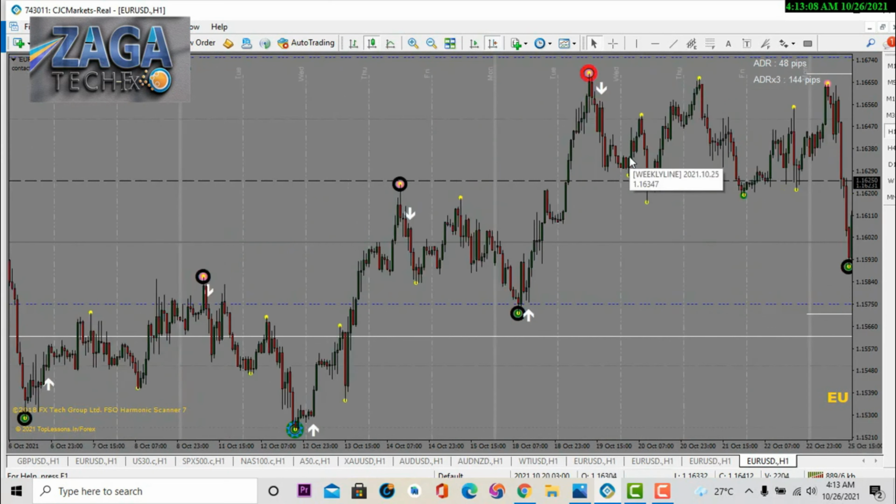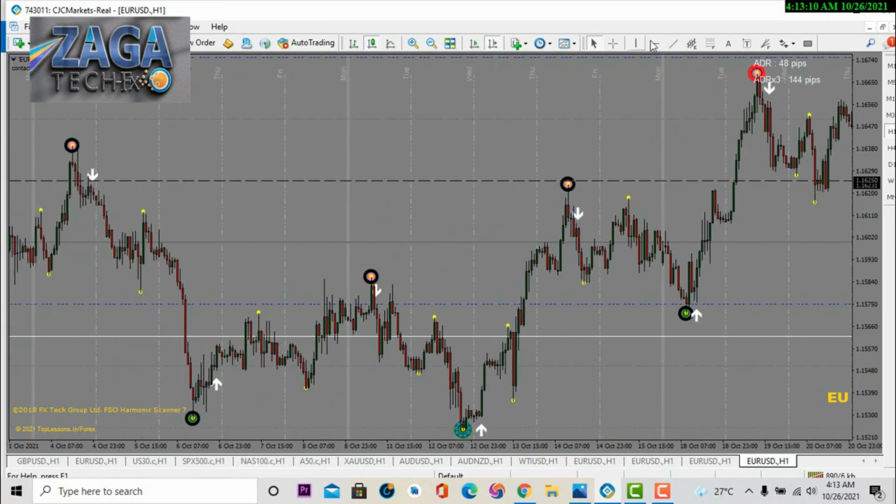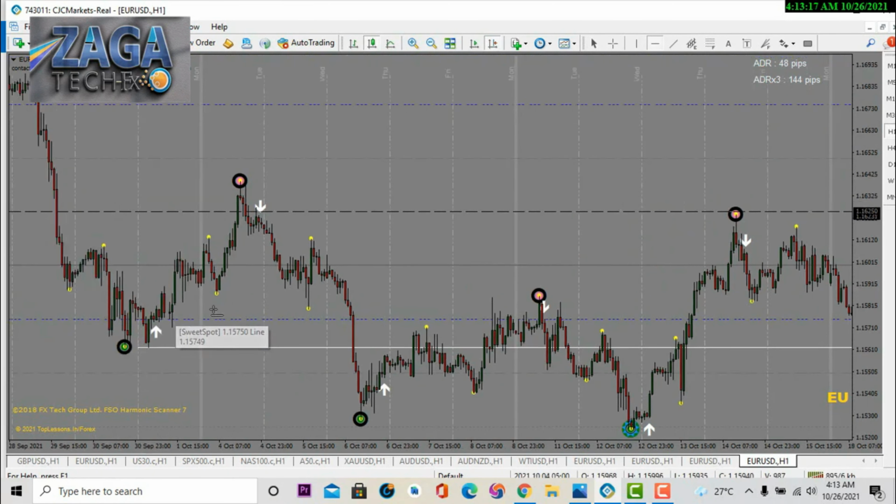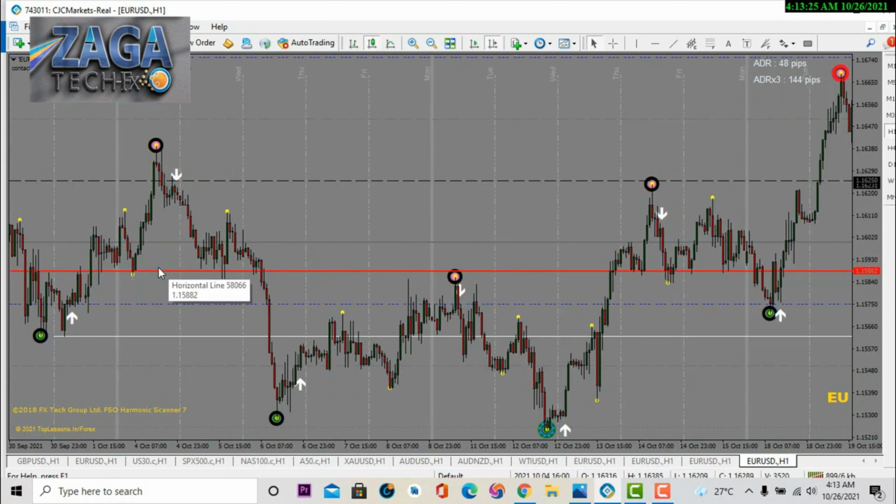Okay, now take a look, guys. Let me use this line and draw and show you what support turned into resistance. This is a support area. Let me start from here, guys. This is a support area. This is also a support area. So when I draw this red line, you see, this is a support area. The market went up, came back to the support area, and now breaks through this support area.